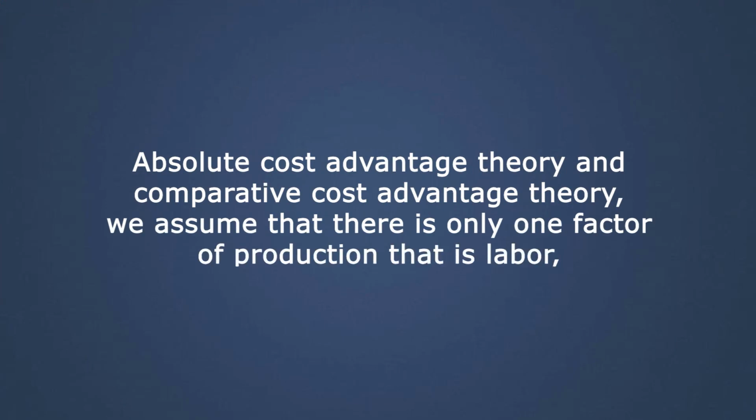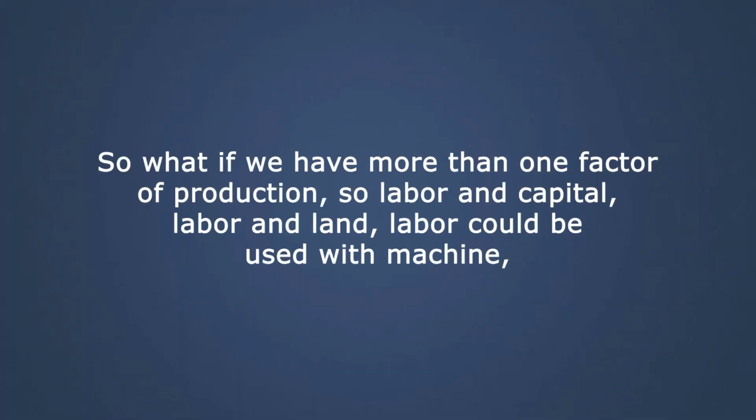In absolute cost advantage theory and comparative cost advantage theory, we assume that there is only one factor of production, that is labor. But students, this is not the reality, that we use only labor to produce the commodity. So what if we have more than one factor of production? Labor and capital, labor and land, labor could be used with machine. More than 2, 3, 5, 10 factors. Then what? Then there is another theorem that can explain the reason behind trade.